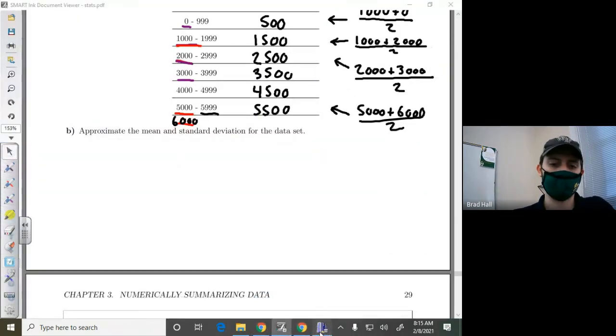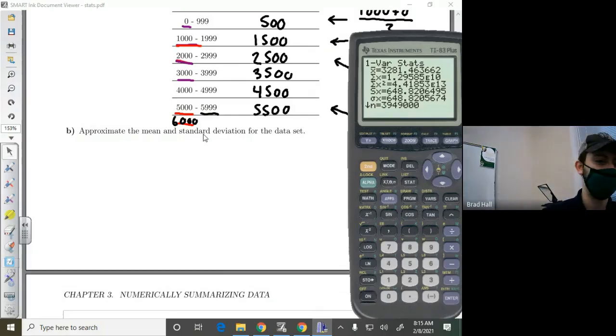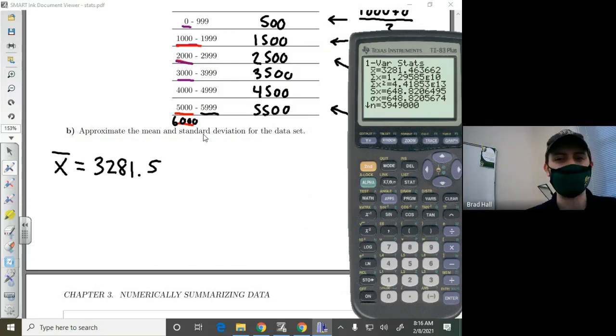Cool. So from here, the mean and standard deviation, the mean is just x bar. That's the sample mean notation. This is 3, 2, 8, 1. We'll call it about 0.5. Just round to 1 decimal place.